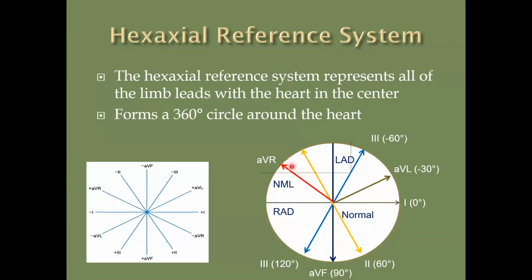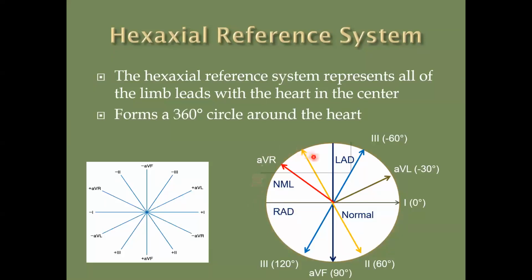Normal, as I mentioned, is top to bottom, right to left. And so your normal axis is going to be down here in this quadrant. If it's up here, we call that left axis deviation. Up to about -30 is considered physiologic. But once you get past -30, from -30 to -90, which would be up here, that's considered pathological left axis deviation. If it shifts over here and is between 90 and 180, that's right axis deviation.